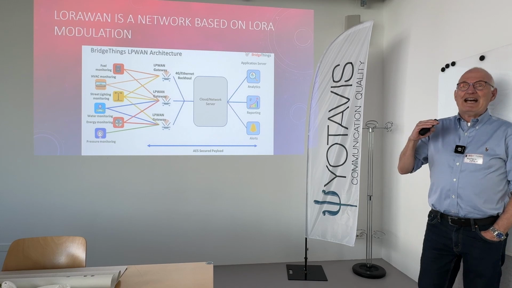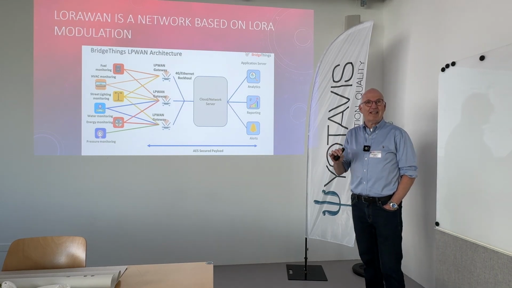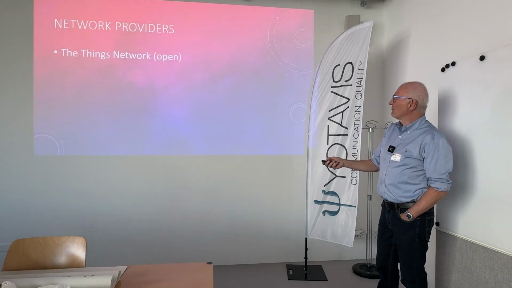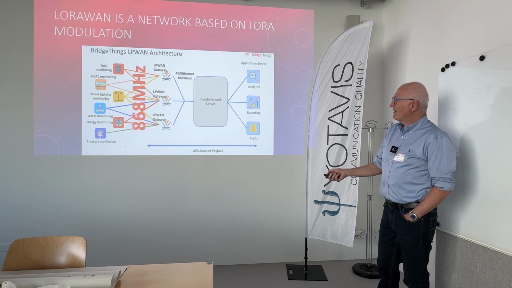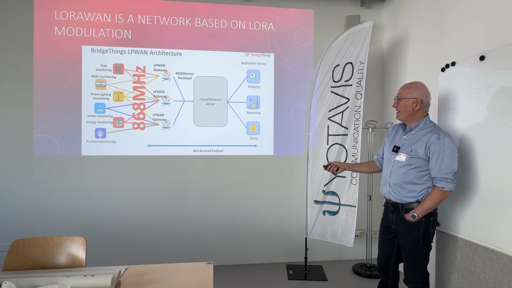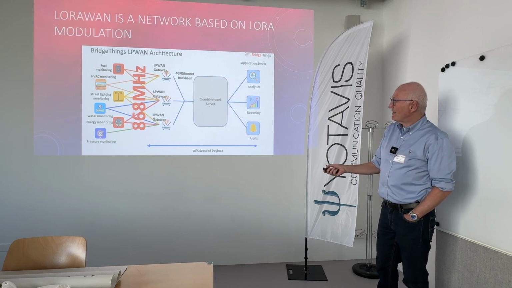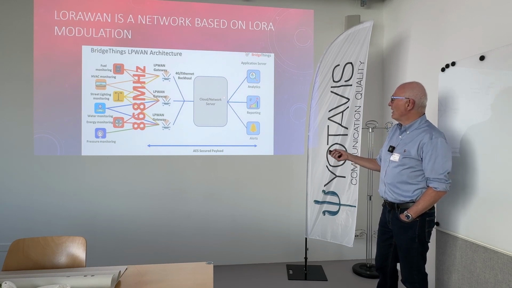Okay, LoRaWAN is a star network. It's not a mesh or anything else. It's a star network, and it consists of different sensors, many sensors. It consists of a few gateways. Here is 868 megahertz in between, so it's air. And these gateways are connected to the internet, and they go into a server network.